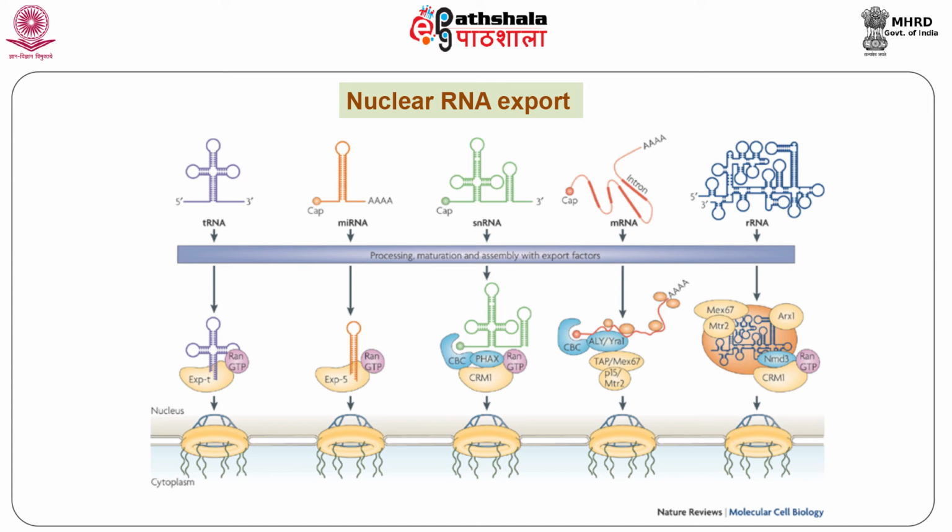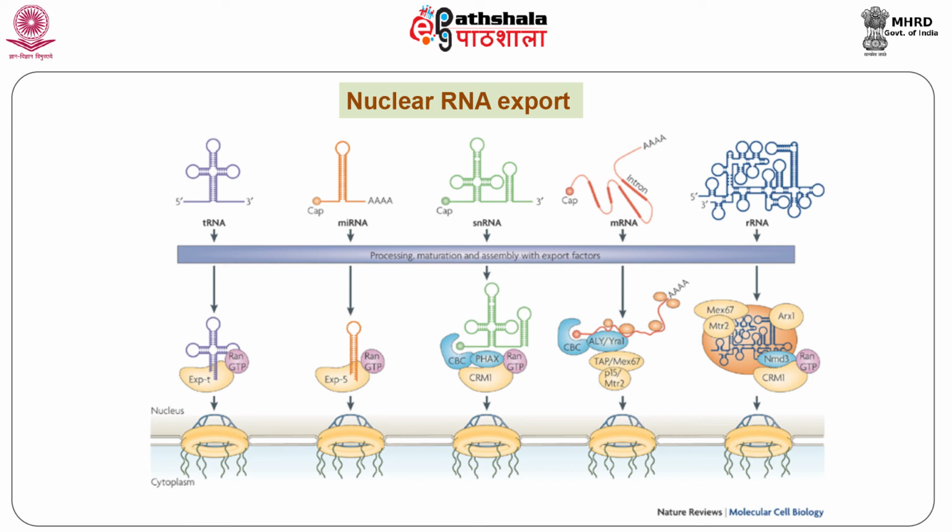Eukaryotic cells export many different classes of RNA molecules from the nucleus to the cytoplasm, where the majority of them participate in different aspects of protein synthesis. For all classes of RNA molecules, nuclear export depends on the assembly of RNA into appropriate ribonucleoprotein complexes. The slide shows major routes for RNA export, that is export of tRNA, microRNA, small nuclear RNA, mRNA and ribosomal RNA.